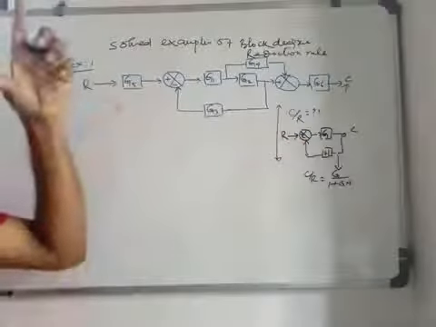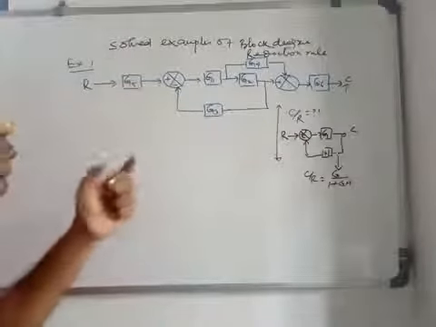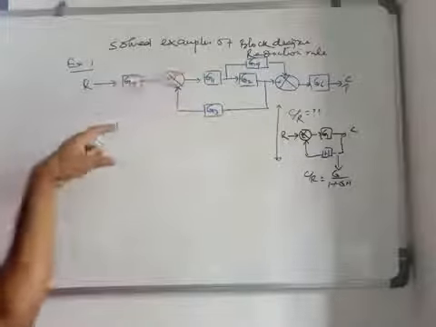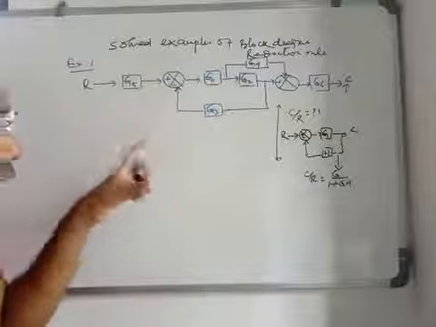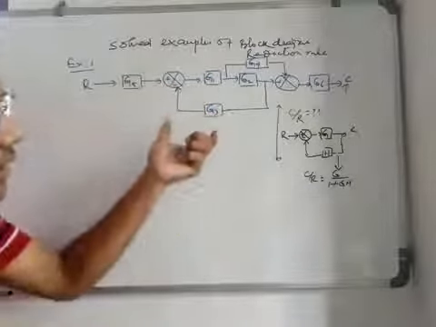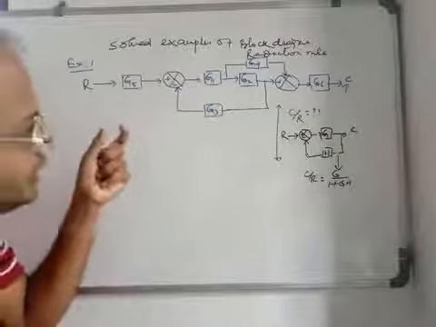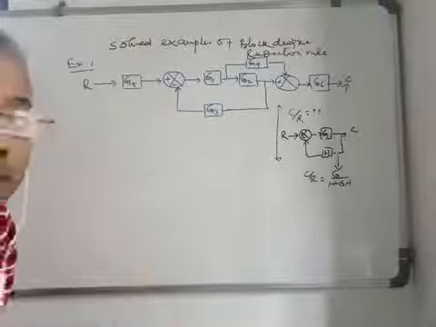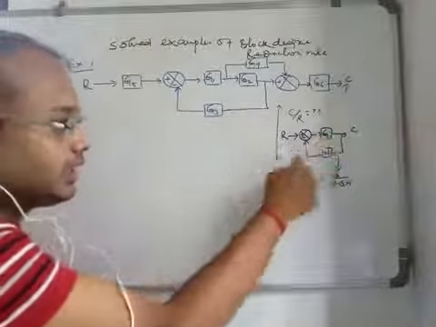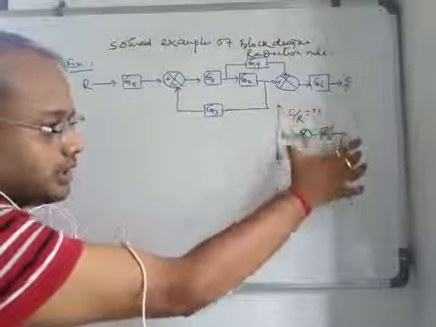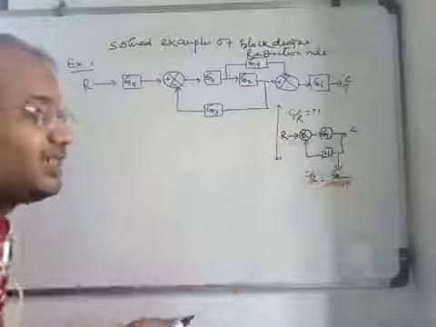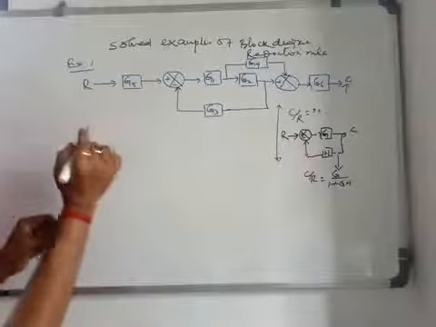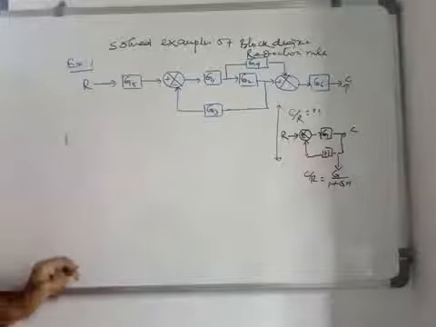That means first of all, for any problem given to you, you have to look into the structure: is there any loop or closed loop path formed in this structure, or is there any takeoff point or summing point available which can be shifted such that you can get the structure like this, right? Always the system structure should be like this. This is the first method, and we will go step by step.